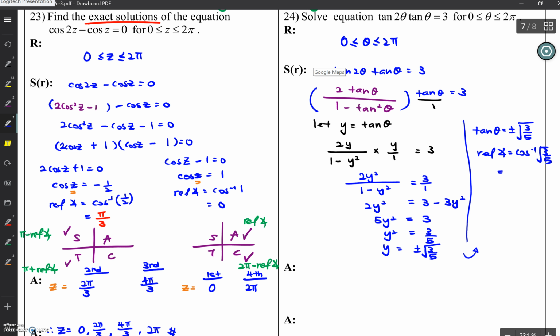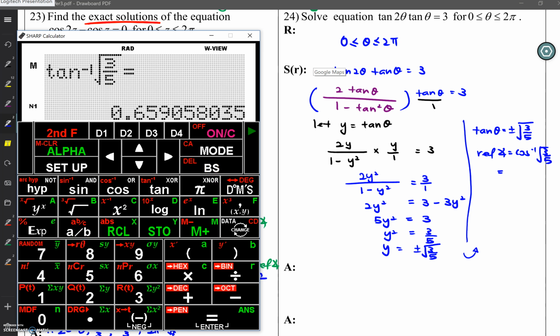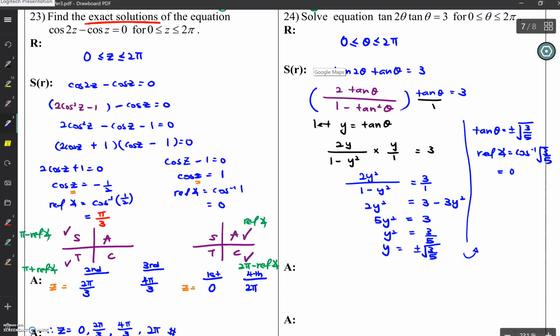Do remember we will take the positive value of the value. So cosine, it's tangent inverse square root 3/5. Oops, sorry. So I get the answer 0.65906.